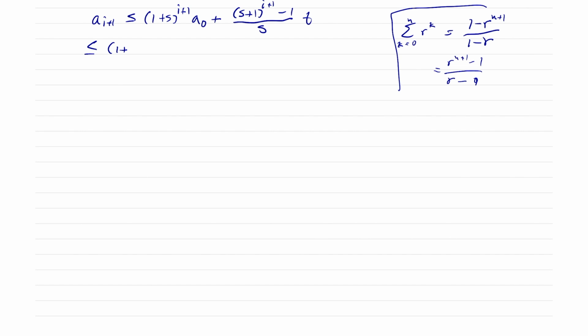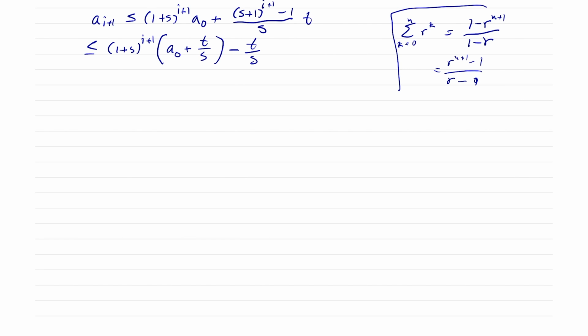So we get 1 plus s to the I plus first power. And what were these guys attached to? Well, this was attached to a0 over here, and the other one was attached to t over s. Now, the other one is going to be minus t over s here. So, and I think that's the right formula, if I see. Yeah. And so now how do we wrap up?